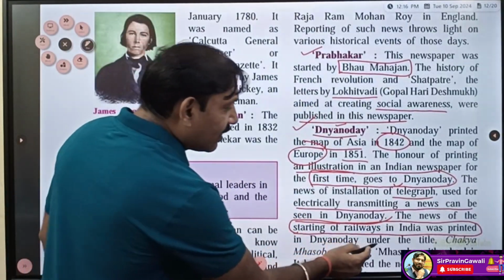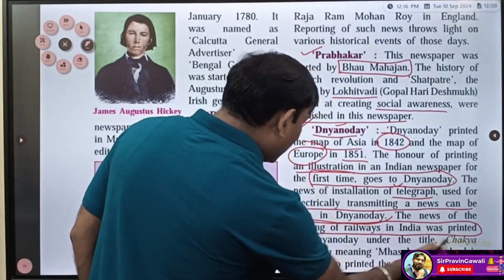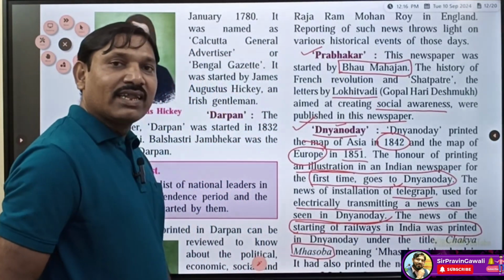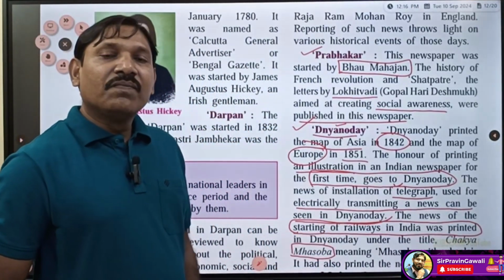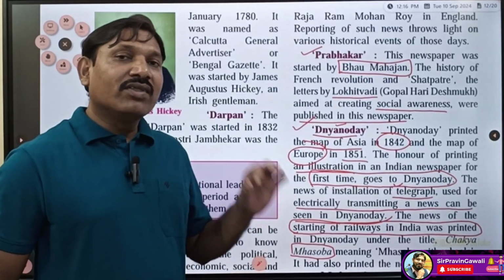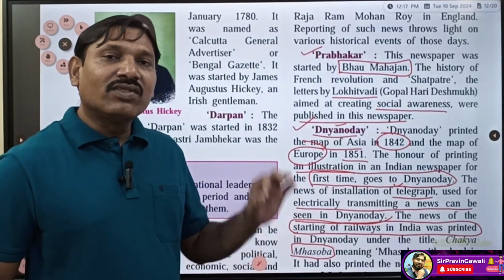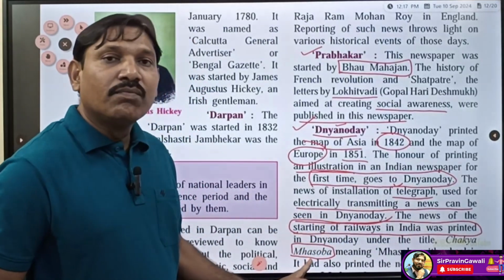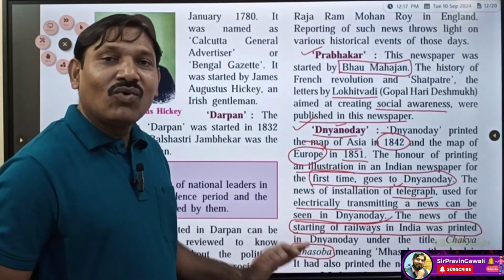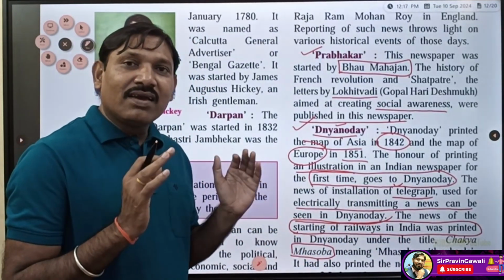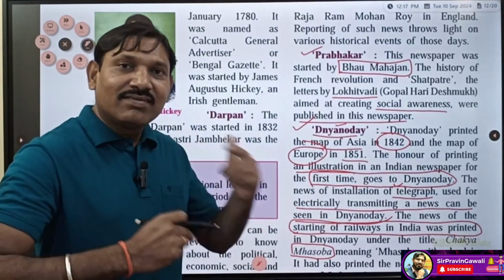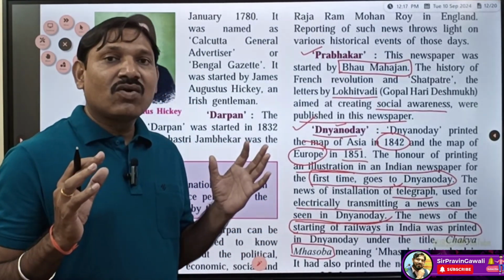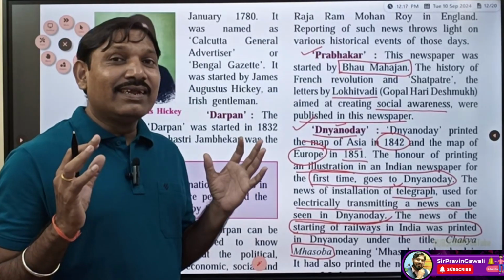In Jnanoday, under the title Chakya Masoba. So don't forget this, students. What was the title of the news related to the railway for the first time in India? That is Chakya Masoba. So what is Chakya Masoba? Chakya means wheels. Masoba means, in Marathi, a giant, or what we can say, a devil.